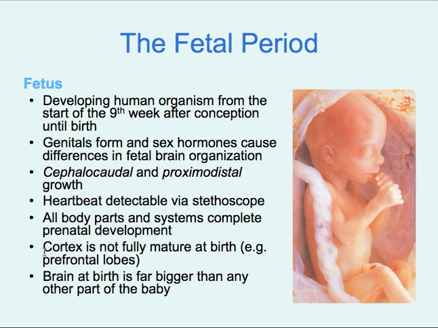Okay, the cortex, we'll see in a minute, is the outermost portion of the brain, and in particular, the prefrontal lobes, interestingly enough, won't develop fully until about 20 years after birth, believe it or not. The brain at birth is far bigger than any other part of the body. Okay, and this is actually quite interesting because this is not the case in most other species. Humans are quite unique in that their brain is far bigger than the rest of their body at birth.